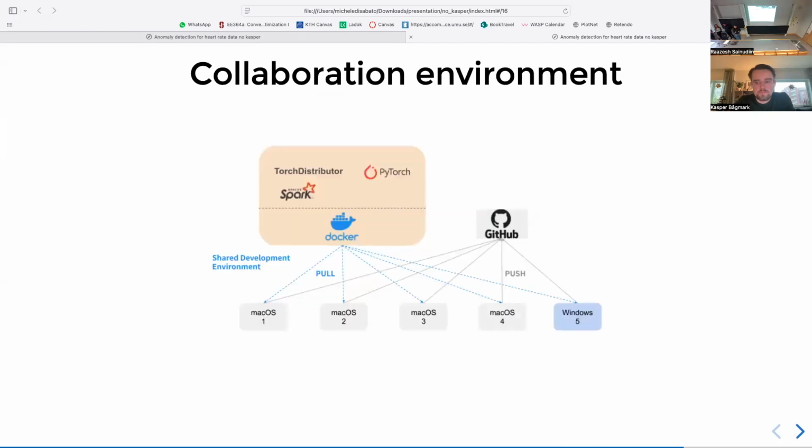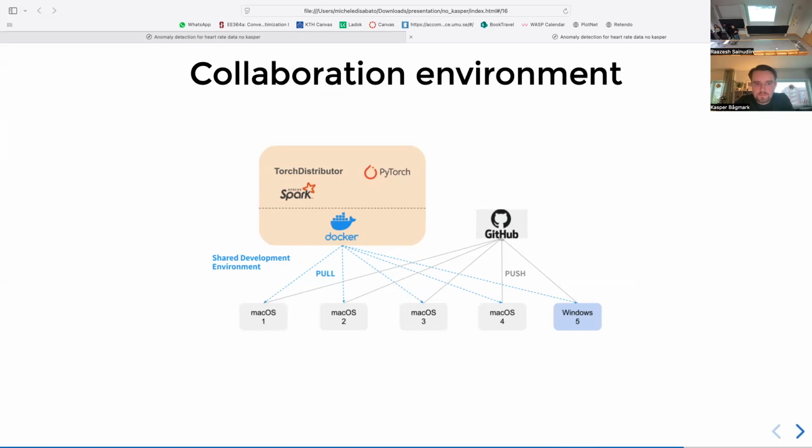Here we also briefly touch a little bit upon our collaboration environment setup. We also use Docker because we have very heterogeneous devices. We want to prevent inconsistent dependency or code conflicts.